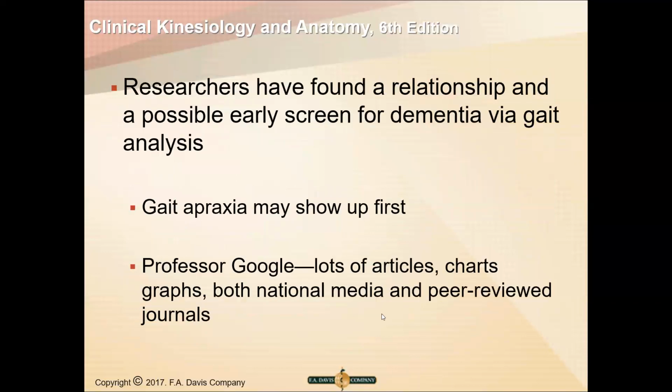So research, look at this. Research found a relationship between the possible early screening for dementia via gait analysis, right? Gait apraxia may show up first. If you break out Professor Google, there are plenty of articles, charts, and graphs, national media, and peer-reviewed articles out there about this, right?